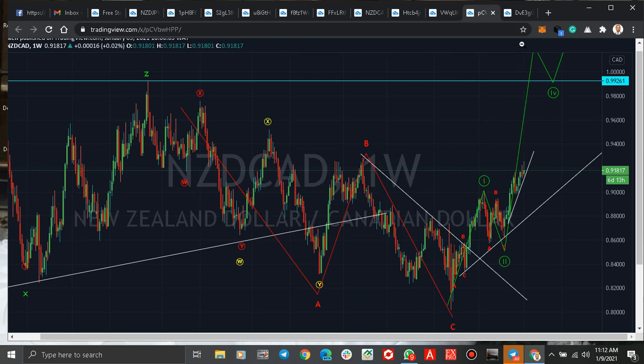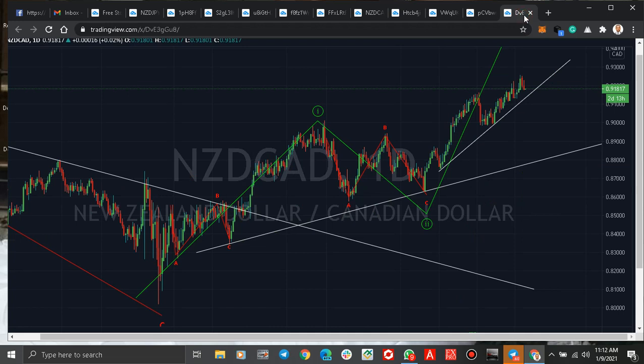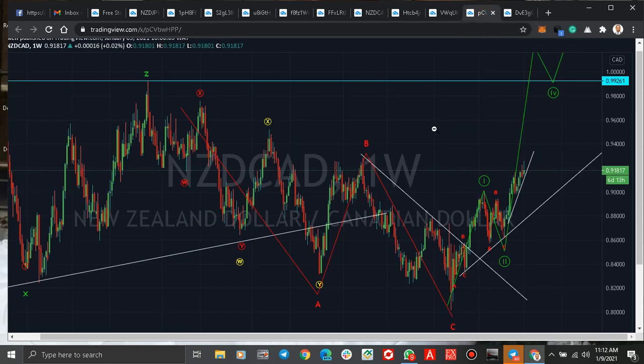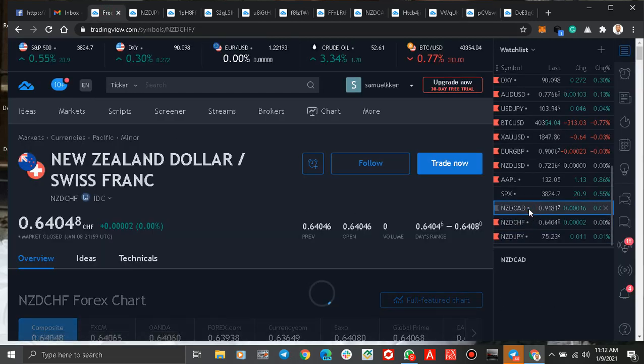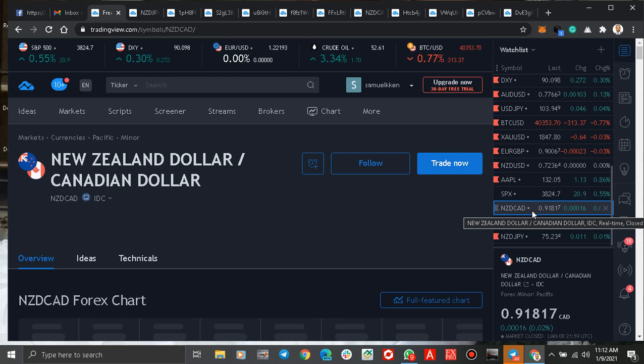I think I have a 1 month here. I didn't save the 1 month chart. Alright, let me get it. I want to start from the monthly chart, NZDCAD. That's what I need to show you on the monthly chart.